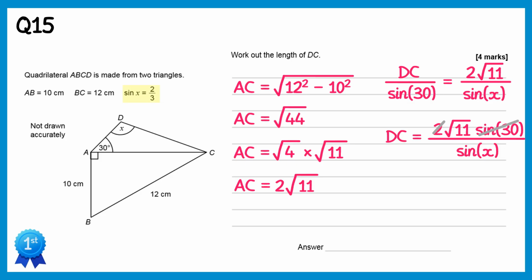In the question though, we're told that sine x equals 2/3, so we can replace the sine x with 2/3. So we need to do root 11 divided by 2/3, which is the same as root 11 times 3 over 2, which gets you the answer for DC, 3 root 11 over 2.